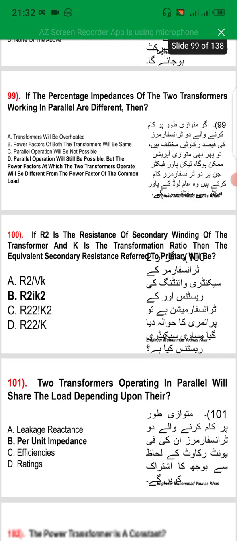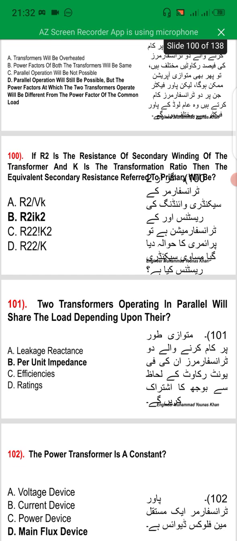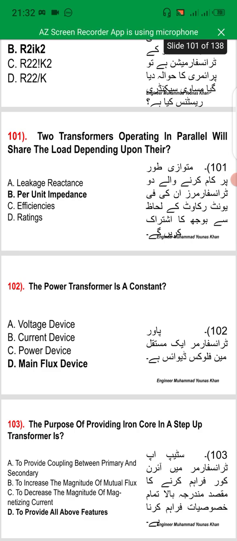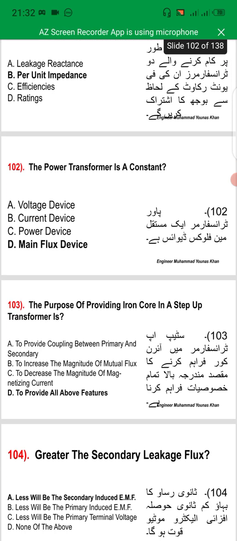load. If R2 is the resistance of secondary winding of the transformer and K is the transformation ratio, then the equivalent secondary resistance referred to primary will be R2/K². Two transformers operating in parallel will share the load depending upon their per unit impedance. The power transformer is a constant main flux device.